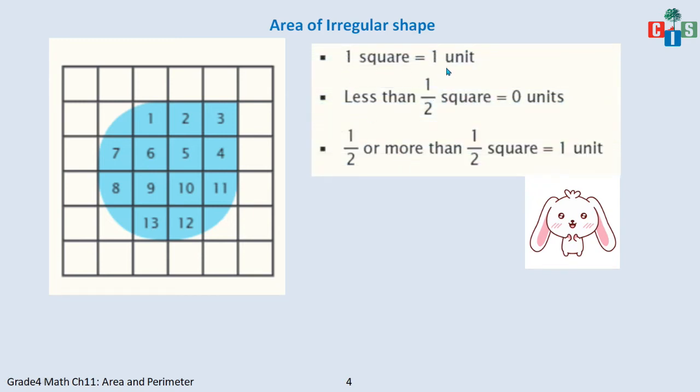For a full square you will count one unit. For less than half a square you will not count at all, and for half or more than half of the square you will count again as one unit.